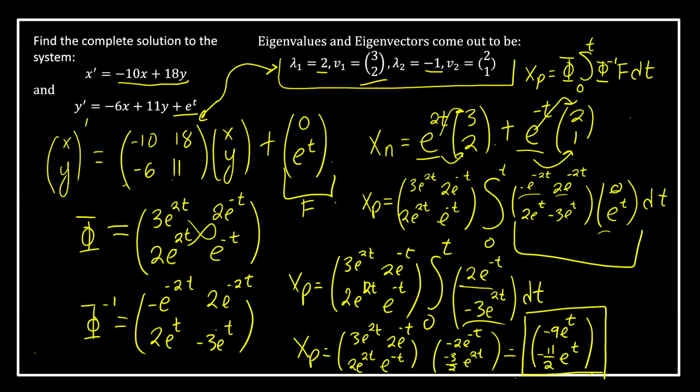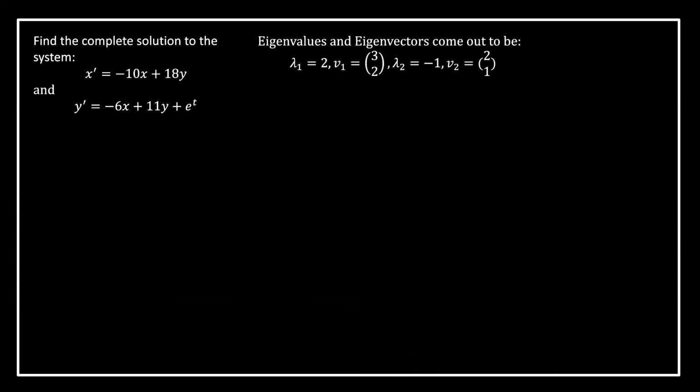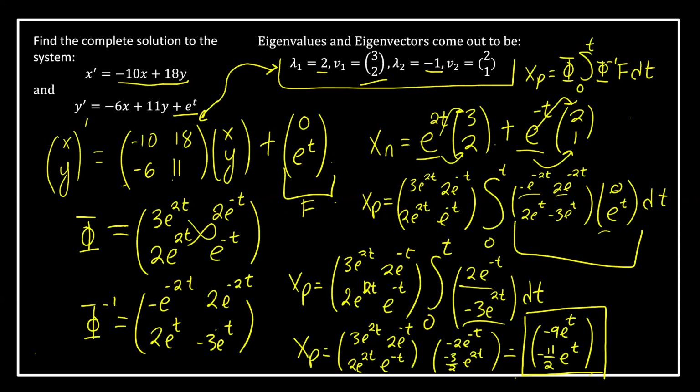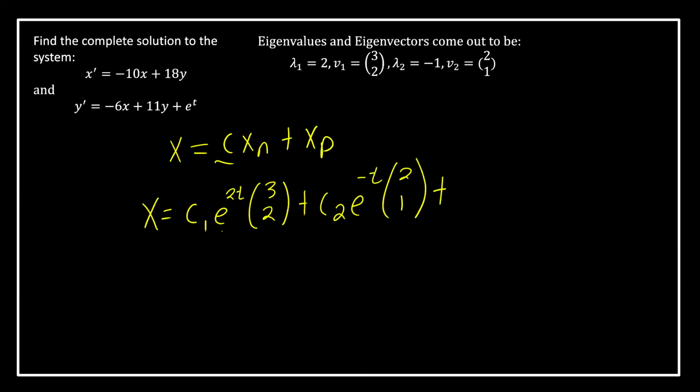And so then our general solution, I'll just go ahead and, oh, I gave myself 2 slides and I didn't use them. So our general or complete solution would have both pieces, our null and our particular. And for our null, we want to make sure we include that it's multiplied by c's out front. So we'd have c1 e to the 2t times (3, 2), plus c2 e to the minus t times (2, 1), plus our vector we found, which was (minus 9, minus 11/2).